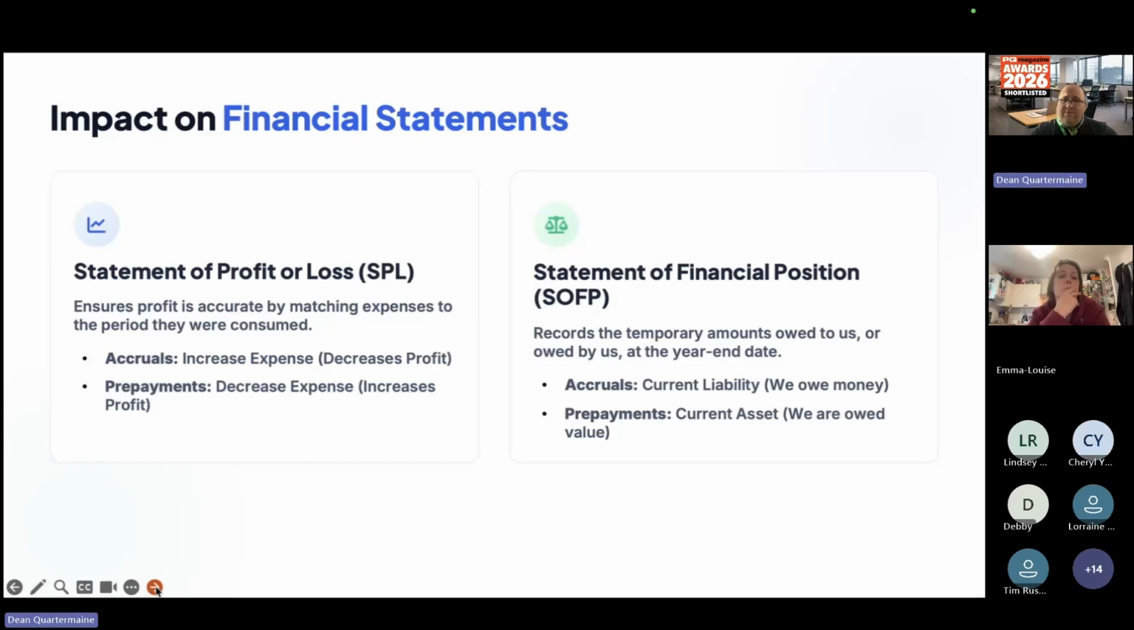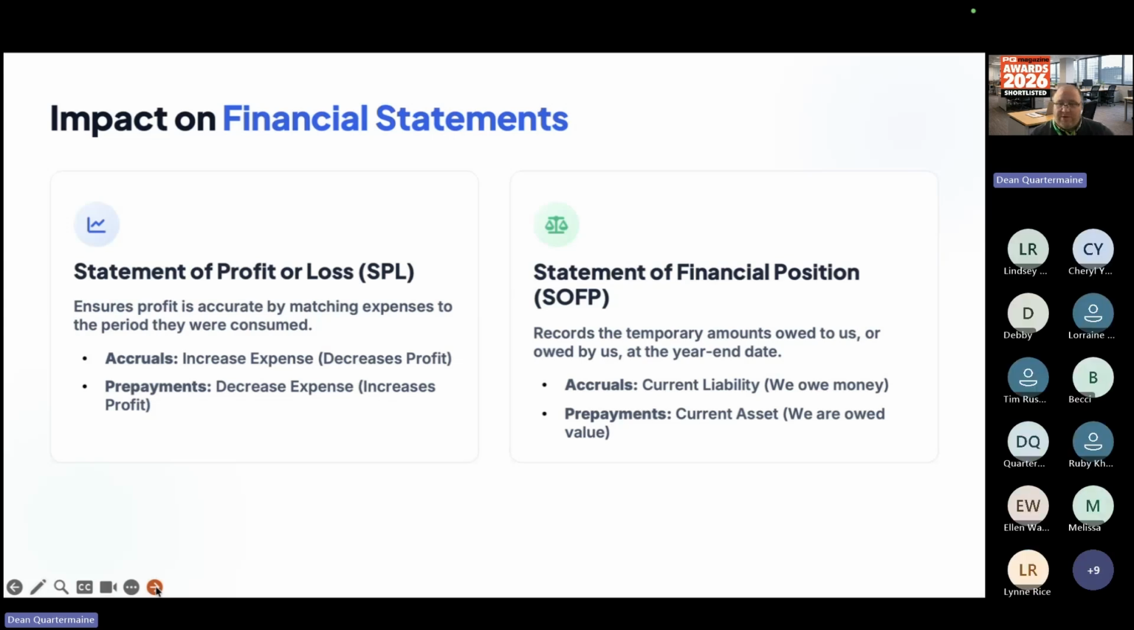The statement of financial position then records the temporary amounts that are owed to us or owed by us at a year-end date. So accrued expenses are a current liability. We owe the money. Prepaid expenses are a current asset. If we prepaid for something, we are owed either the money back or the service. So we're owed the value of the service or the actual cash value of it.